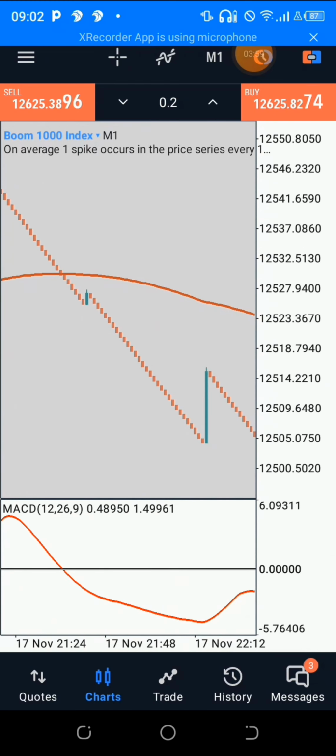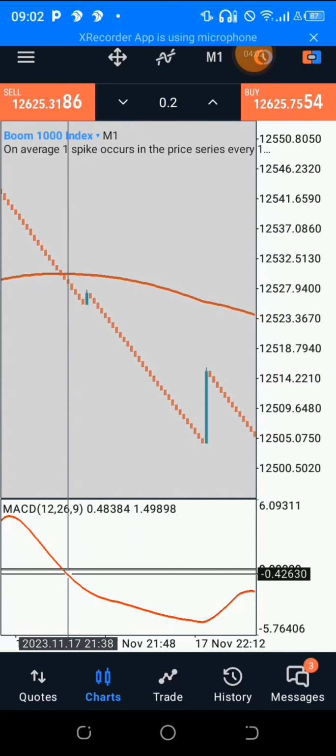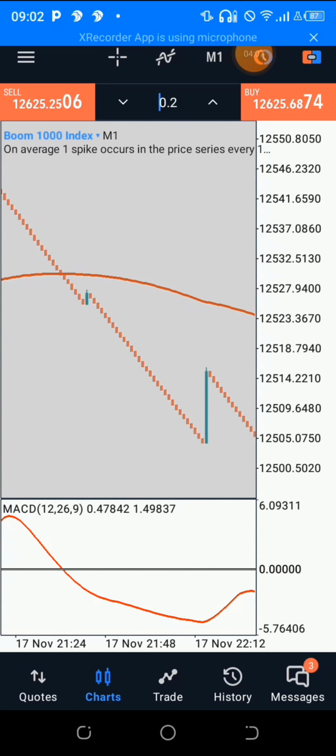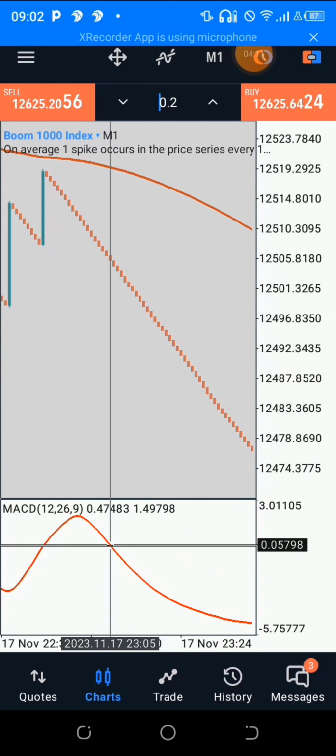Let's look for more examples. Let's look at this particular example here. We have a signal. Price was below the red line. We're going to get our 5 to 7 candles. So here we're going to get our 5 to 7 candles.